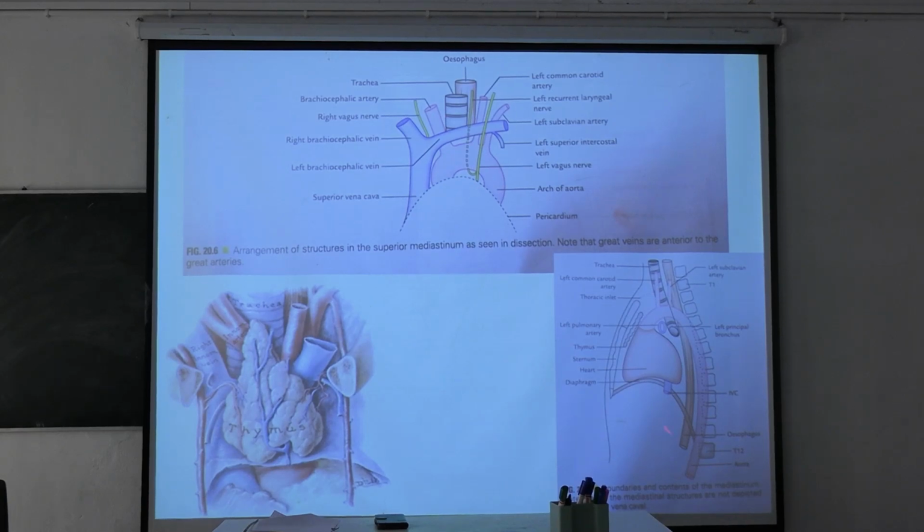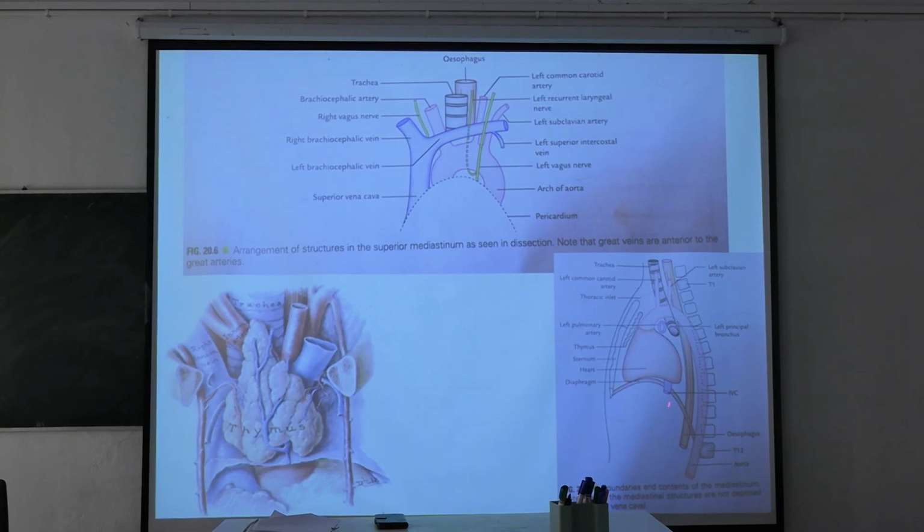Okay, and here this is a sagittal section through the thorax. You can see the sternum, then posterior to the sternum lies the thymus gland, not present in adults. It is replaced by fatty tissue in adults. Heart and pericardium, ascending aorta, arch of aorta, descending aorta. This is the left pulmonary artery, part of the lung root. This is the left principal bronchus. Here is the esophagus, trachea.